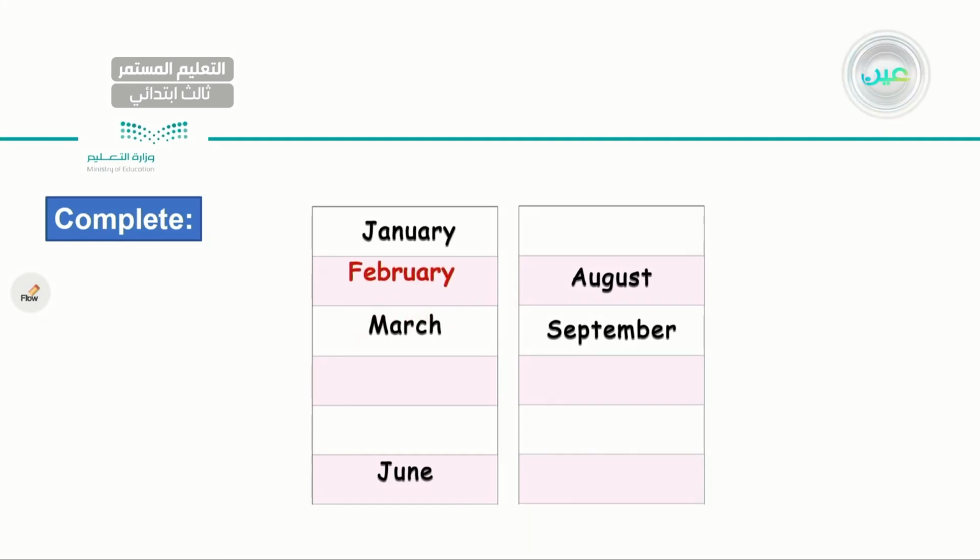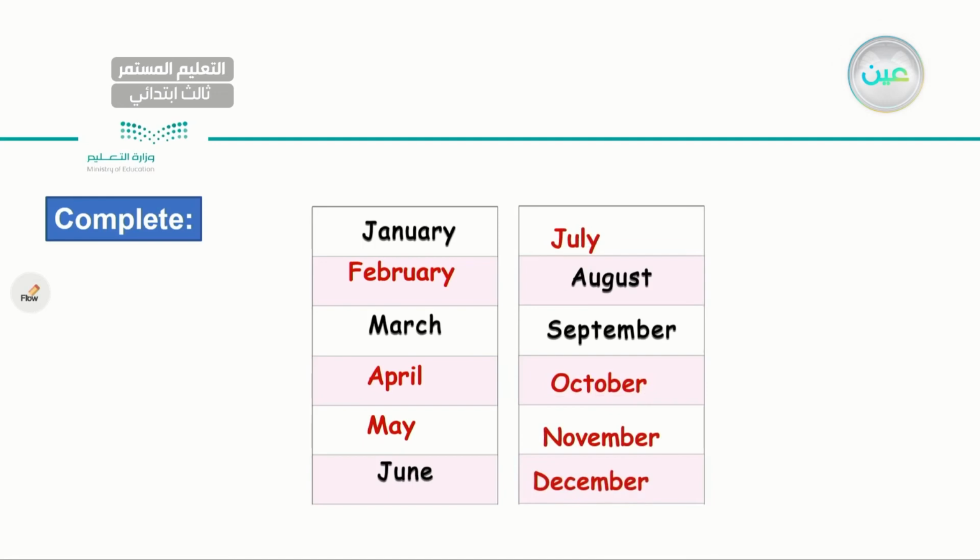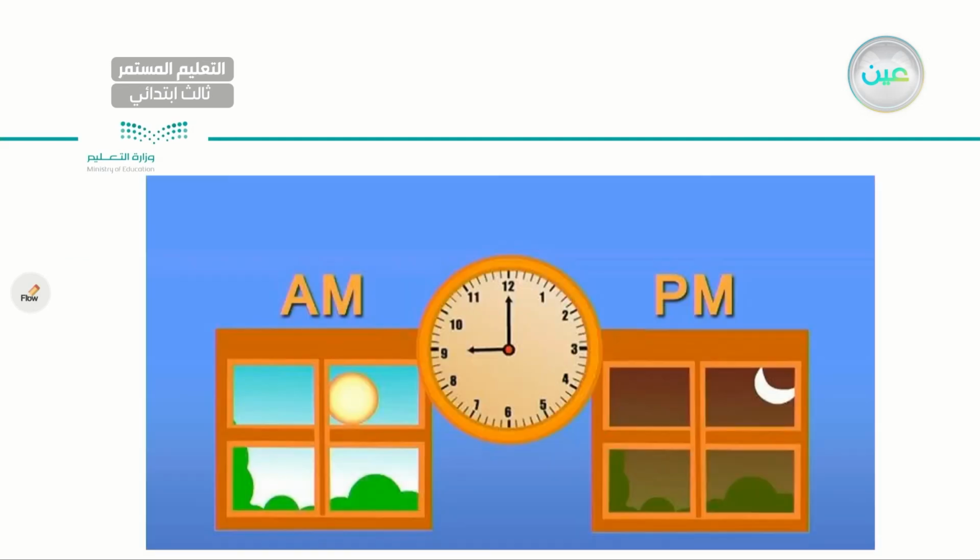Next, I have February, March, April, May, June, July, August, September, October, November, and December. Very good, my dear student. Okay, so here we completed the 12 months of the year.